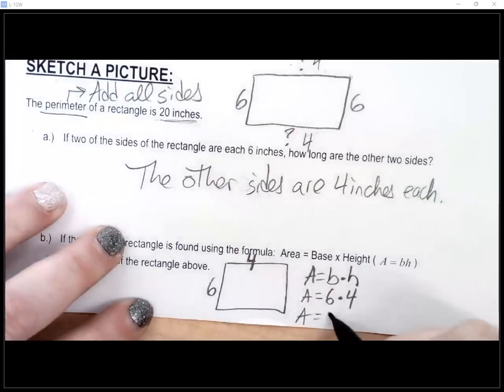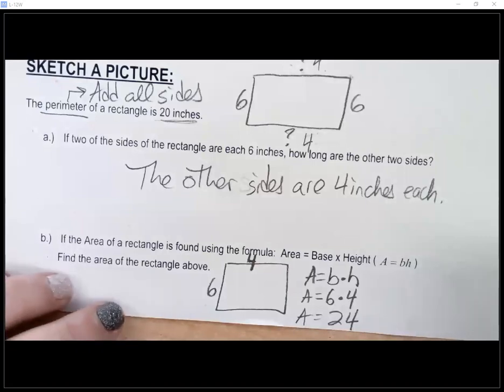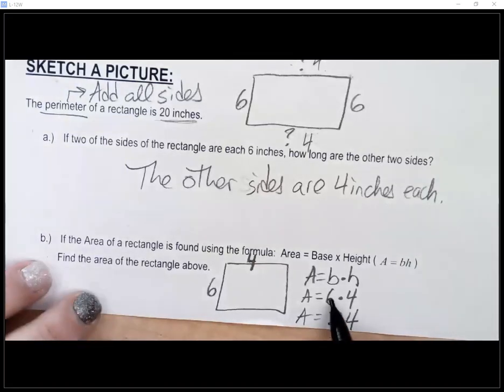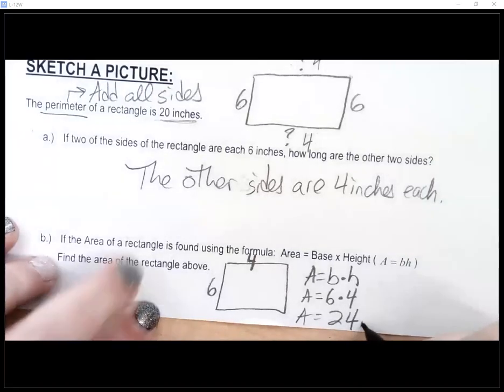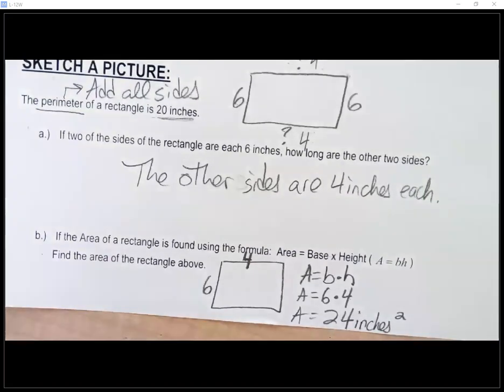Does anybody know what the units are? We're in inches. Do you know how to write units for area? Isn't it usually centimeters or inches, meters? You're close. We're in inches, but since you did inches times inches, you actually end up with inches squared like that. You guys haven't taken geometry yet, right? Yeah, so you'll learn all that in geometry.